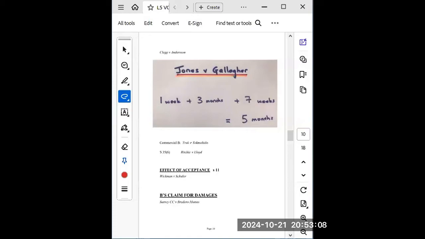You see, the husband and wife could see when the cupboards were delivered, they were not matching colour. They didn't complain until 1 week after installation, and then they tried to reject nearly 5 months later. This was too late, the court said.